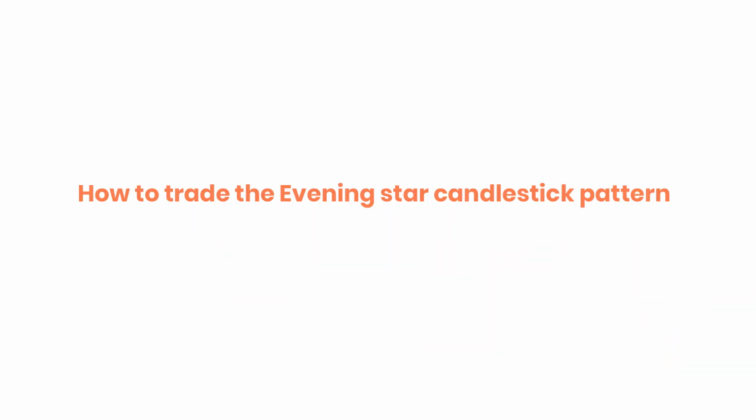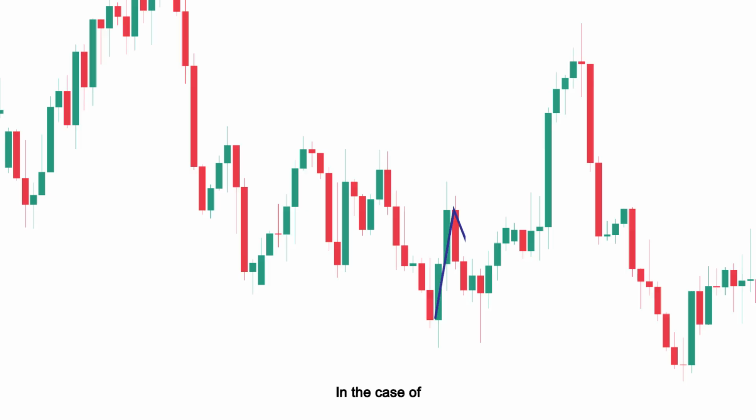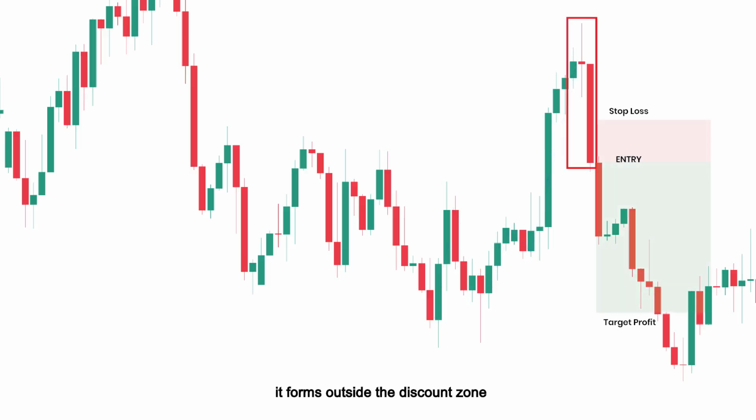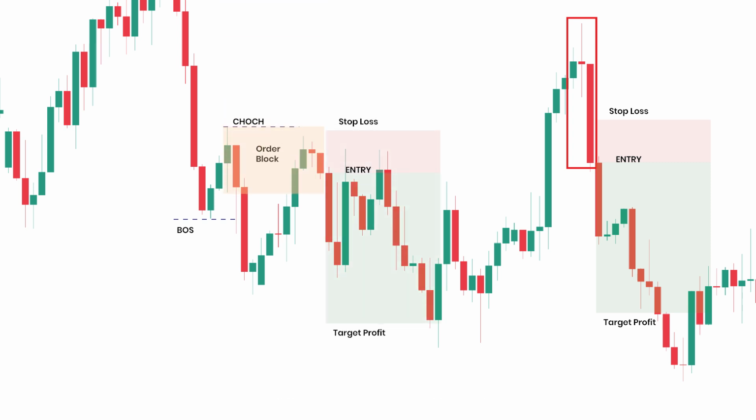How to trade the evening star candlestick pattern. In the case of an uptrend, the evening star can be used as a reversal when it forms outside the discount zone and at a resistance area. In the case of a downtrend, the evening star candlestick can be used as confirmation to continue a downtrend with our break of structure line, change of character line, order block, entry, stop loss, and target profit.